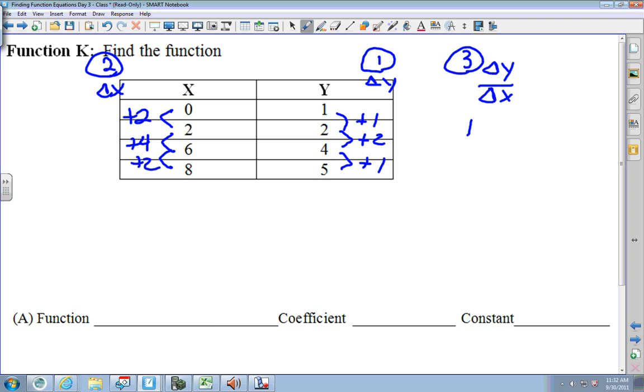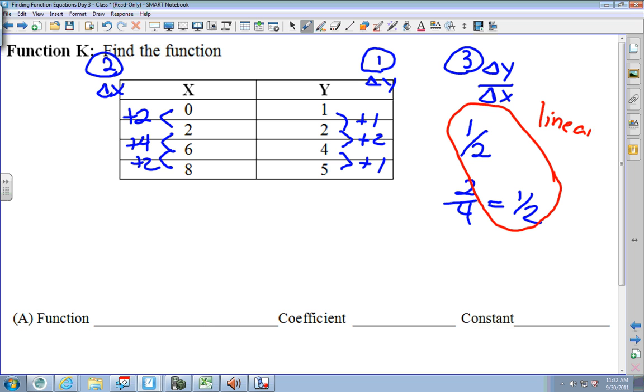1 over 2. Leave it as 1/2. Look at the next one. 2 over 4. It reduces to 1/2. Since the coefficients are the same, it is linear. It means if I graph these, it will make a line. I put 1/2 here. Now, if you don't really want to do the whole thing, you don't have to on this when you have a table and you're just trying to find it maybe for a problem.